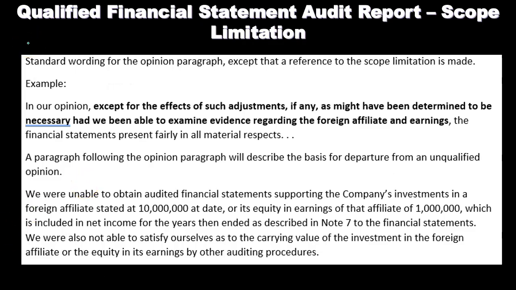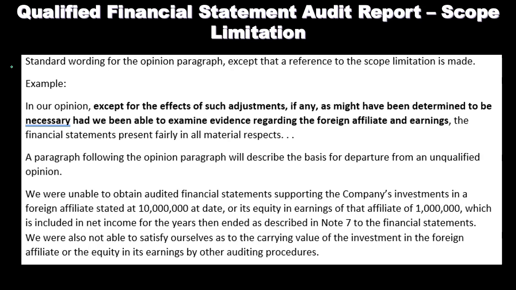Here's an example of a type of deviation or alteration of the standard unqualified report that may happen if there's a scope limitation. So now we have a qualified report as opposed to unqualified. Again, think about the unqualified report and then think about the deviation that would happen for the qualification. The opinion paragraph has standard wording, except that a reference to the scope limitation is made.